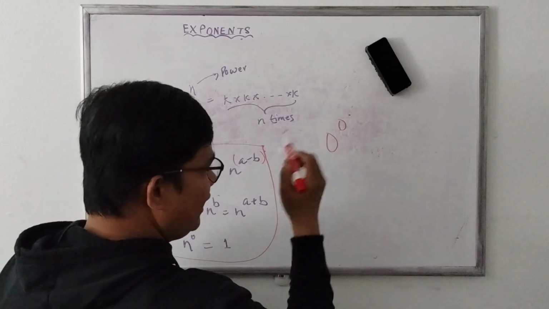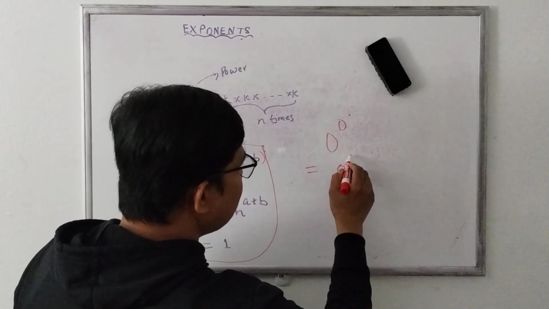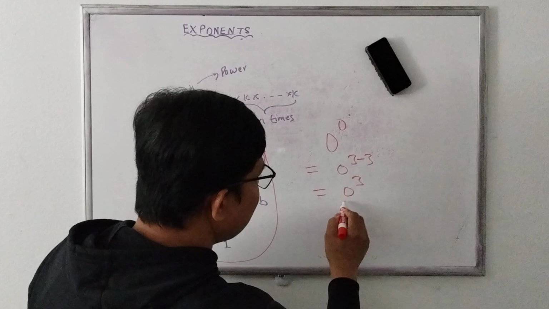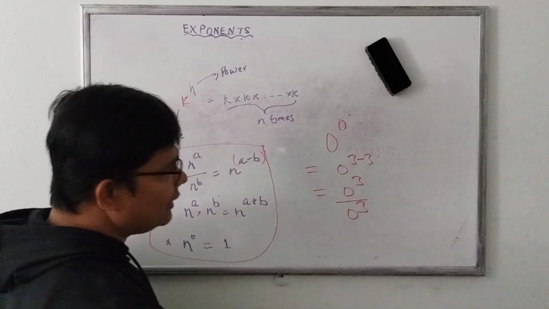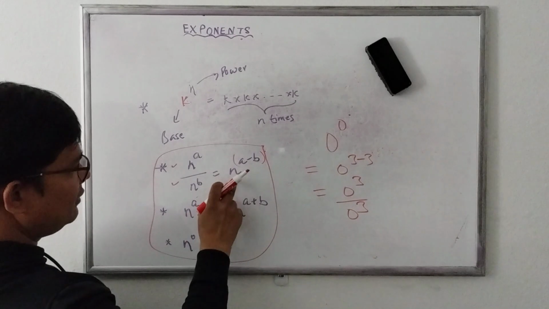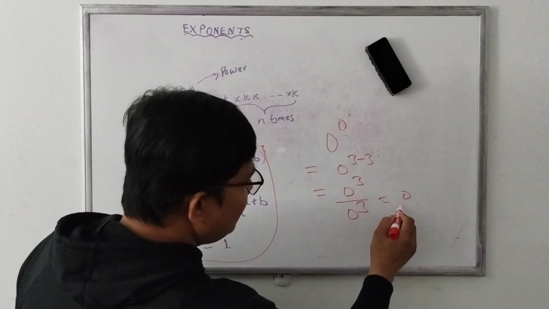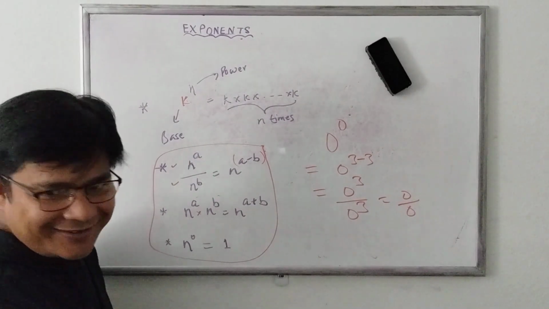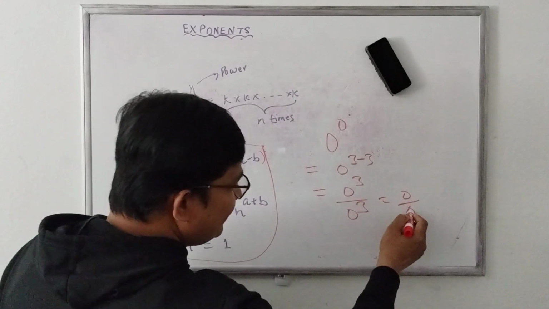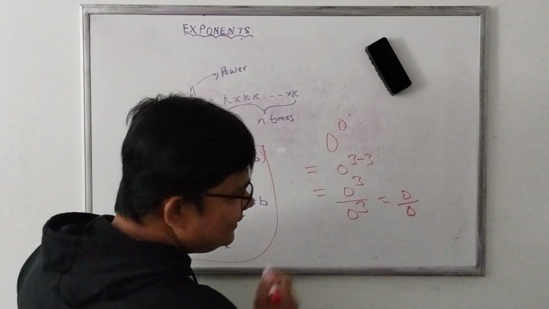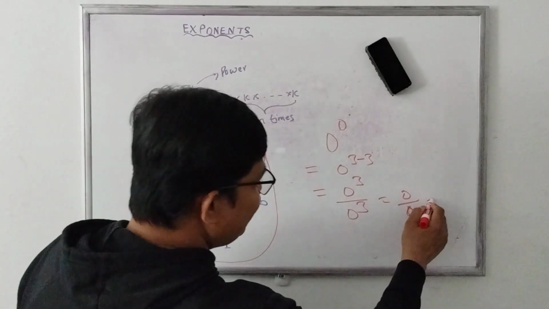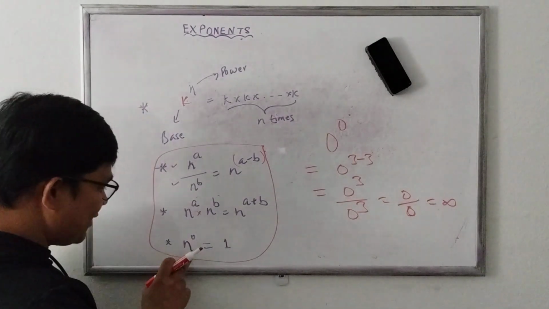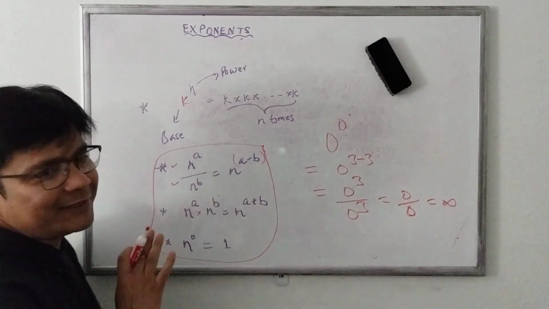Can it be 1? Let's try it. So 0 power 3 minus 3, correct? 0 power 3 divided by 0 power 3, correct? We can write it like this from this formula. 0 power 3 is 0 and 0 power 3 is 0. Is it 0? Is it 1? No. We cannot divide a number by 0. It's unknown.